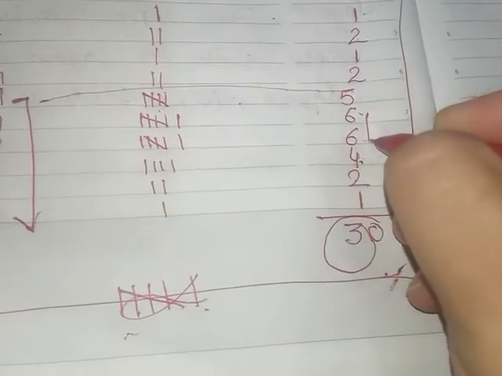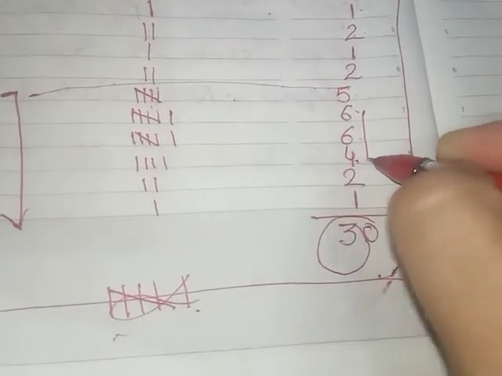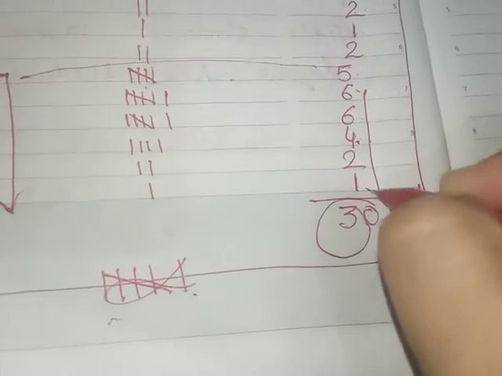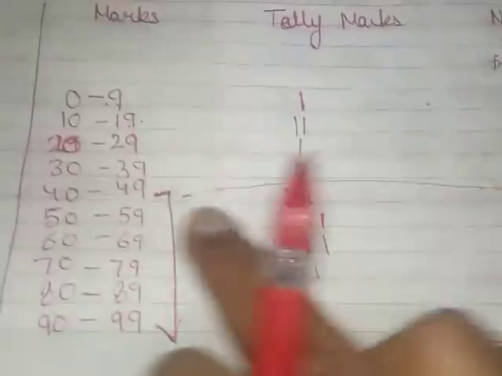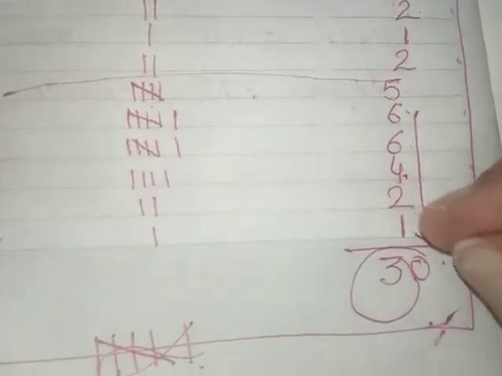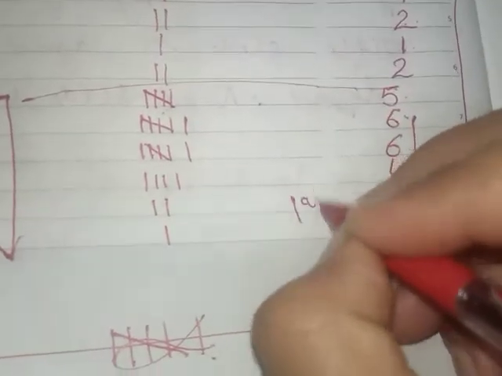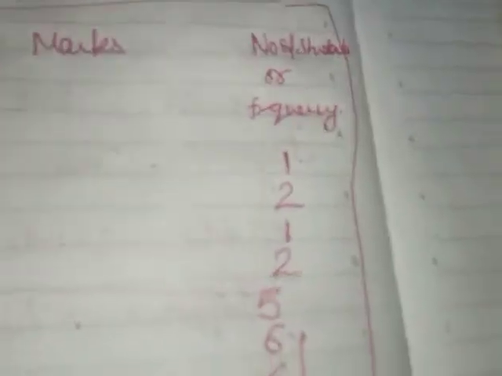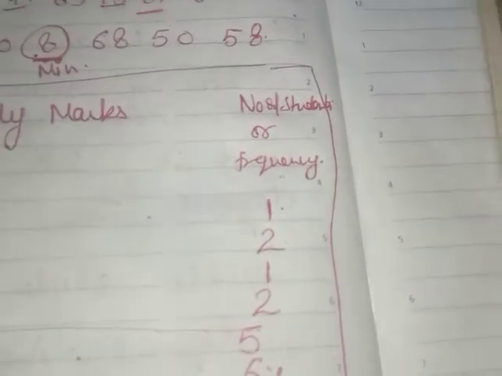So how many students are there? That is 6, 6, 12, 4, 16, 17, 18 and 19. These are the number of students who are getting more than 49, because up to 49 all the students are here, and after 49 they are these students. So 6 plus 6 is 12, plus 4 is 16, 17, 18, 19. 19 students are getting more than 49 marks.